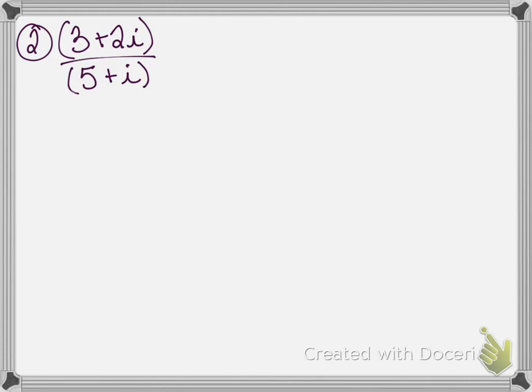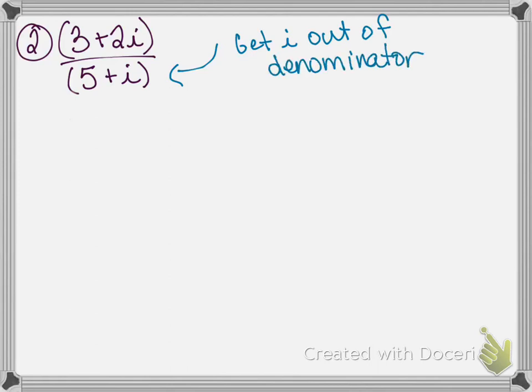Okay? You have to focus on the denominator here. To simplify this, we have to get i out of the denominator. It is completely fine for i to be in the numerator, so we are not going to worry about the i that's in the numerator. We're going to focus on the i that's in the denominator, and that's what we want to get rid of.